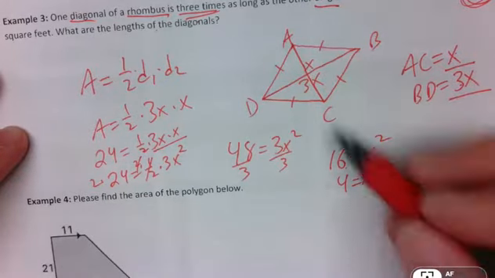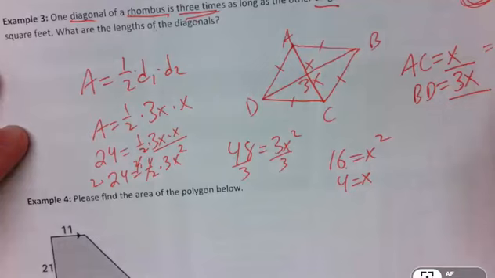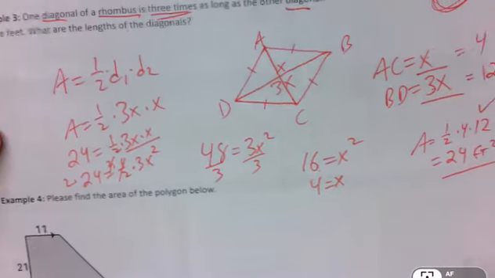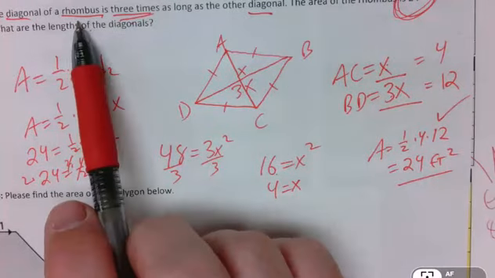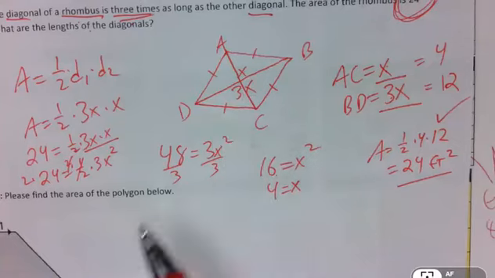Let's check it. If x is 4, my diagonals would be 4 and 12. Find the area of a rhombus with diagonals 4 and 12. Well, the area is 1/2 the product of the diagonals. 1/2 times 4 is 2, times 12 is 24, and it's square feet. So it works. For this one, you just got to make sure you use the information they give you. Label your picture. It's so much easier when you draw a picture, and then it's actually not so bad. A little bit of algebra here, but nothing over the top.